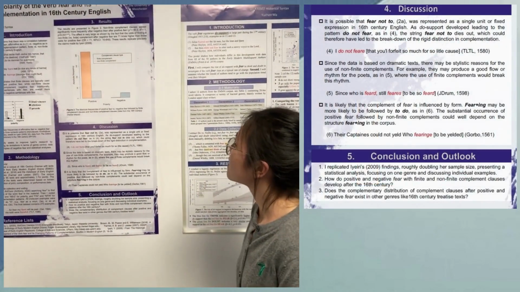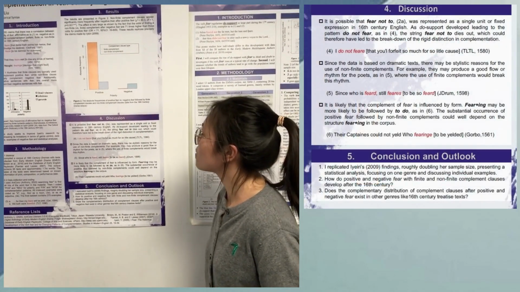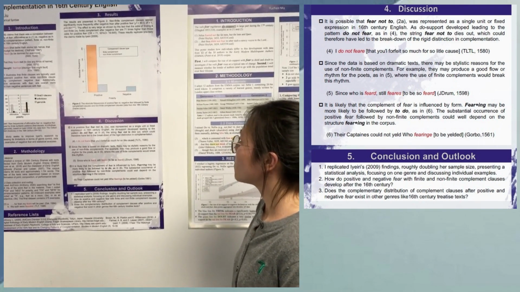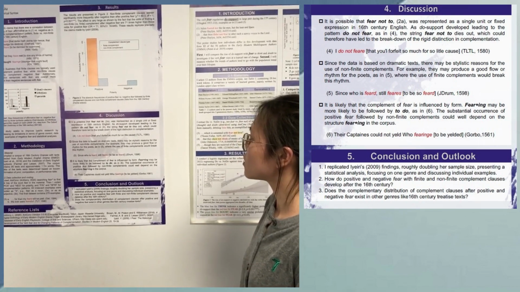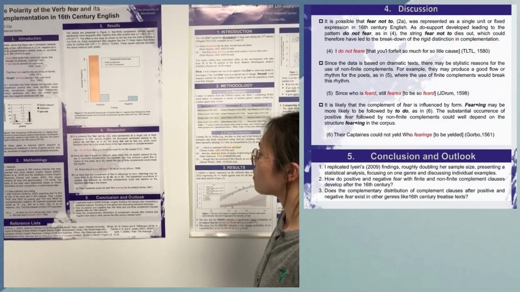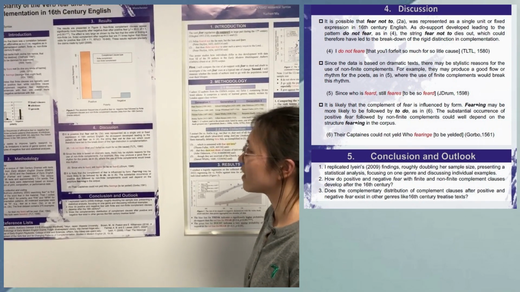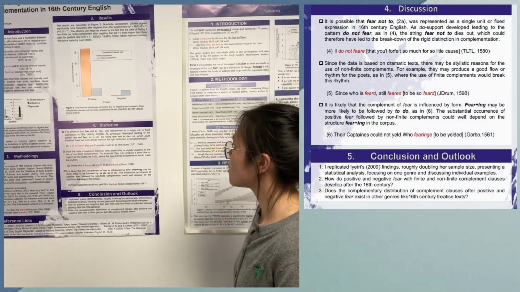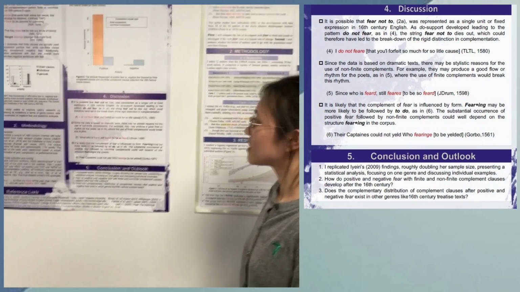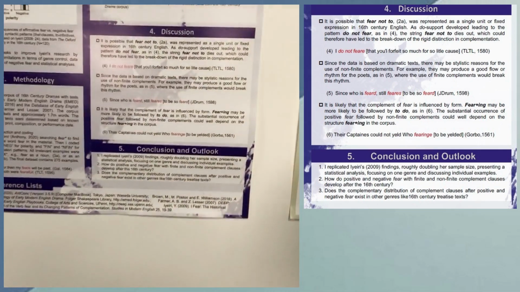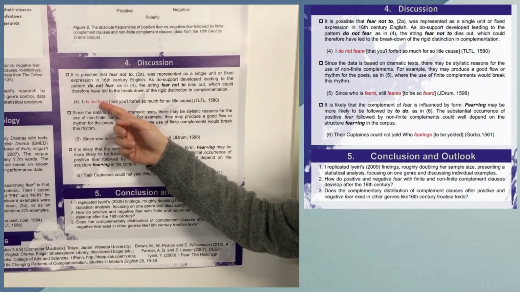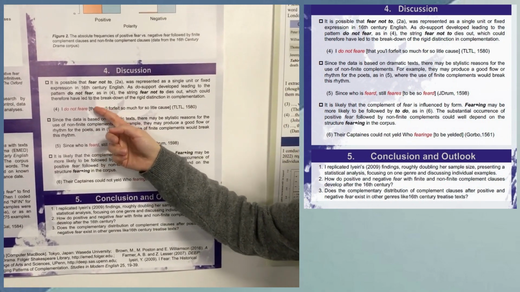And let's discuss the results. It is possible that fear not to was represented as a single unit in 16th century English. And as do-support developed into the pattern do not fear, the string fear not to dies out. And my data set has only one example of do-support with negative fear followed by that clauses.